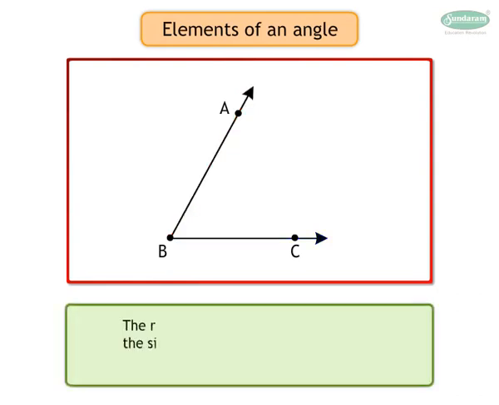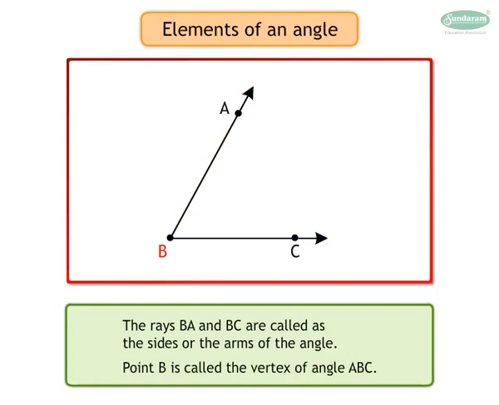So, the rays BA and BC are called as the sides or the arms of the angle. Point B is the common origin of rays BA and BC. So, it is called the vertex of angle ABC.